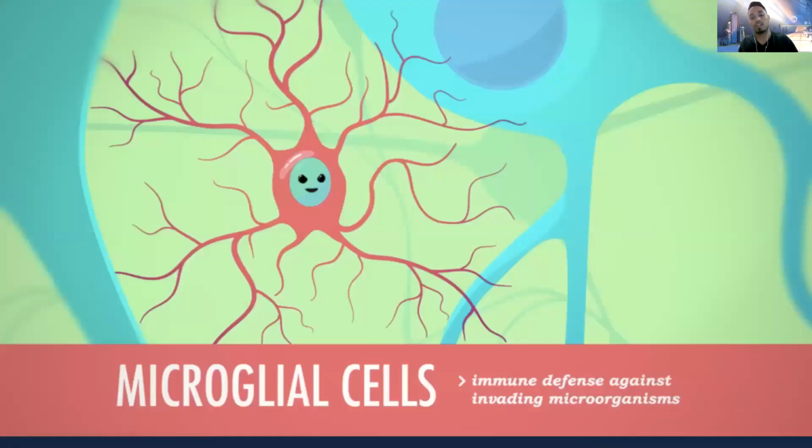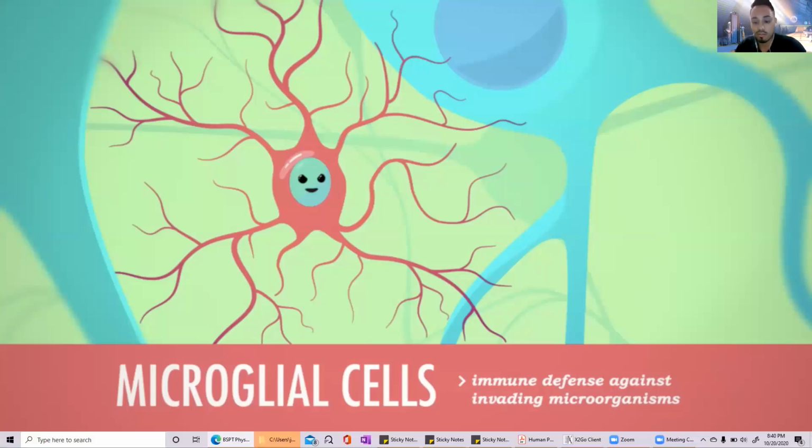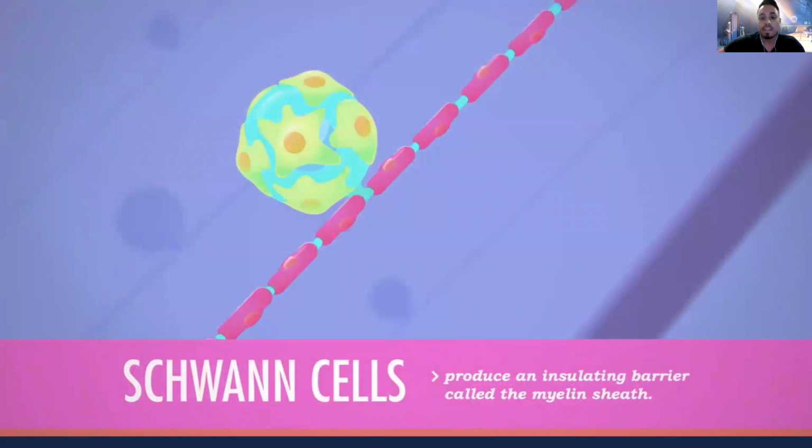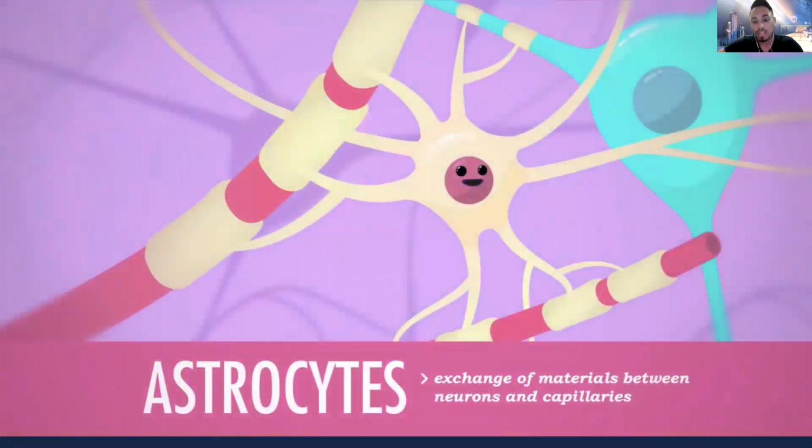So here are the microglia cells. Like I discussed, they're basically the immune system of the central nervous system. Their role is to get rid of bad things in the brain. And we've got the Schwann cells. These are the cells that produce the myelin sheath, and they are primarily in the peripheral nervous system. We've got the astrocytes. They have the capillaries and provide the nutrients and sustenance the neurons need to stay alive.